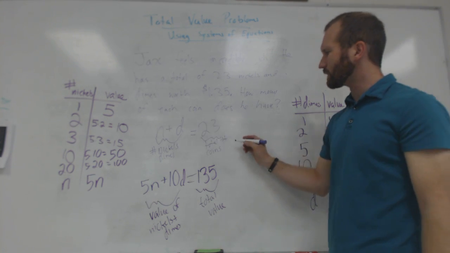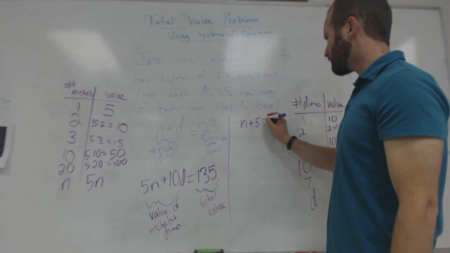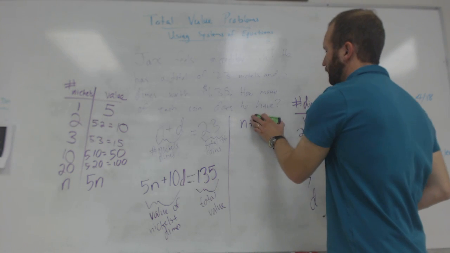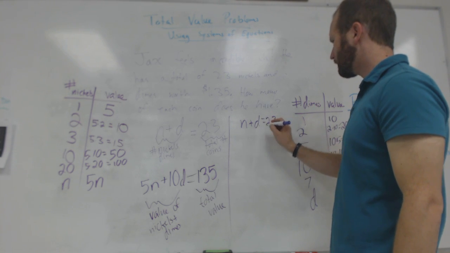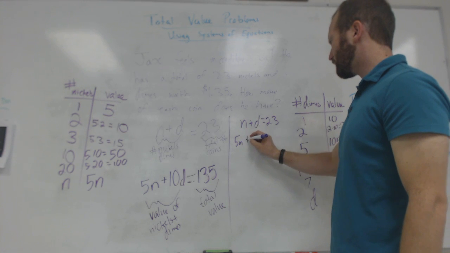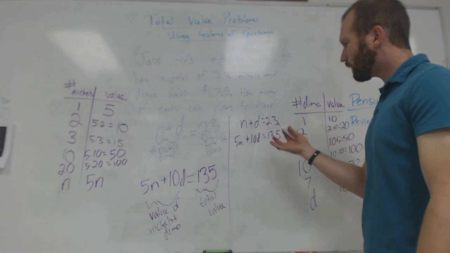So now I have 2 equations. Let me just write those 2 equations here without all the extras. n plus d equals 23. 5n plus 10d equals 135. How could I solve that?